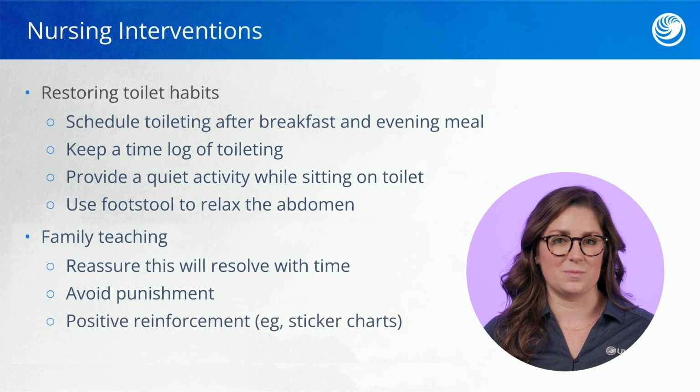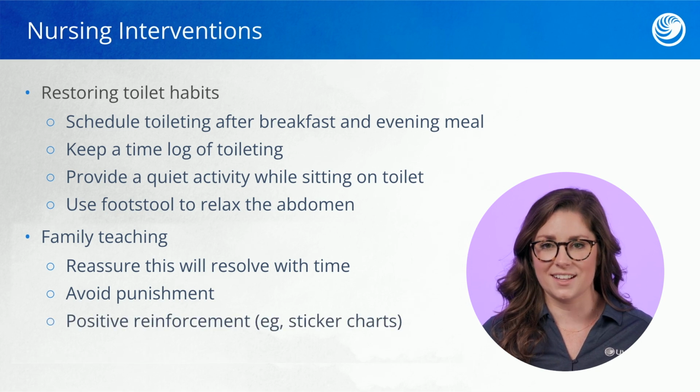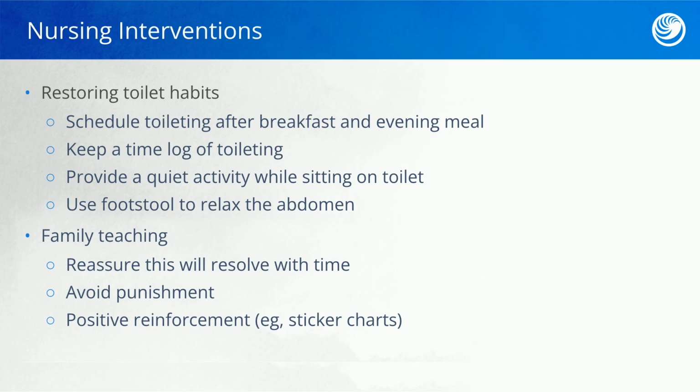Instilling positive reinforcement can be so helpful and encouraging to these clients. Once the child attempts to use the toilet, we can give them a reward, whether it be a sticker on the sticker chart, a star, or even a little smiley face. Although we're educating our clients and families that this is a temporary issue and will resolve, families also need to know that relapse is possible, and this can occur with any stressful life event that the child experiences. If this is the case, the families need to be prepared to implement interventions in order to restore toileting habits again.